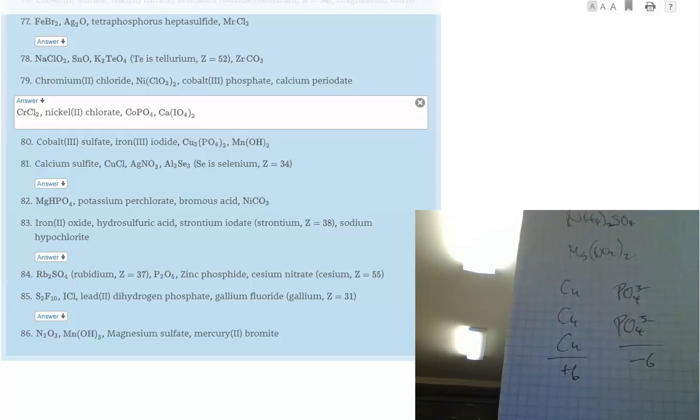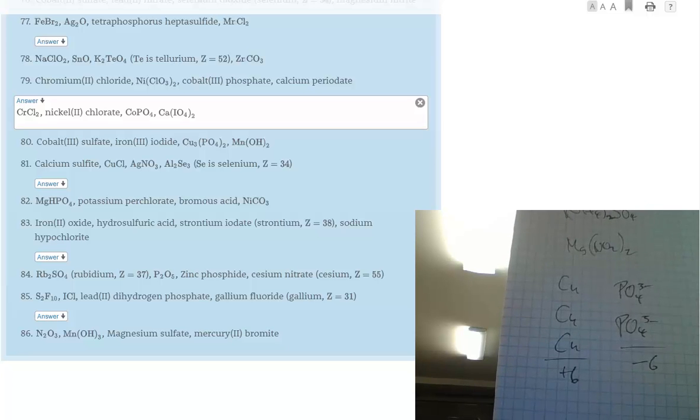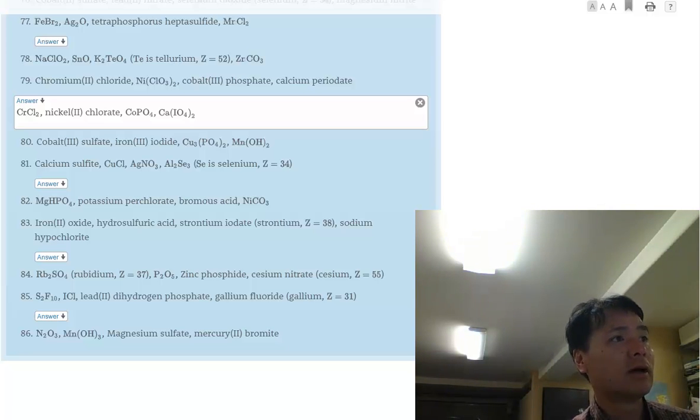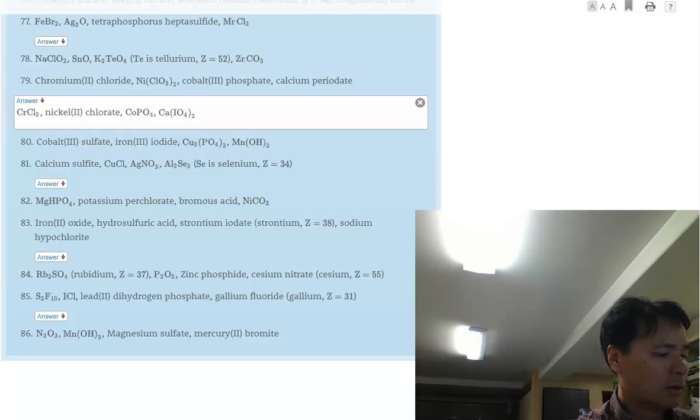And that means +6 distributed over 3 coppers. Each copper must be a +2. And so if each copper must be a +2, that's going to be Cu3(PO4)2. And so the name would be copper, Roman numeral 2, phosphate. So here we got copper 2 phosphate.